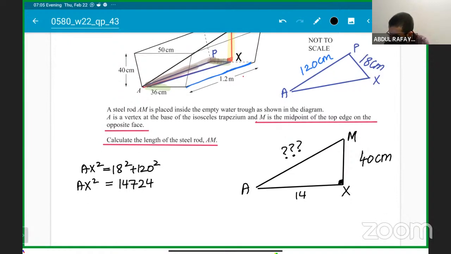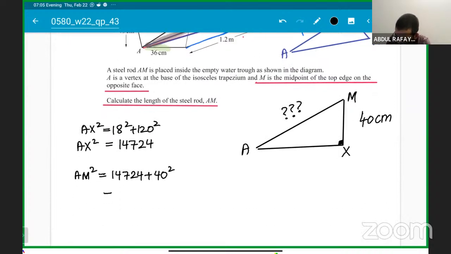We are going to use that to get the AM value. The length of the rod, AM square, will be 14,724 plus 40 square. Just do as much working as possible, guys. So it will be 16,324, and here you go, AM square. You will have to do the square root to get the answer. Any questions? Let me know.